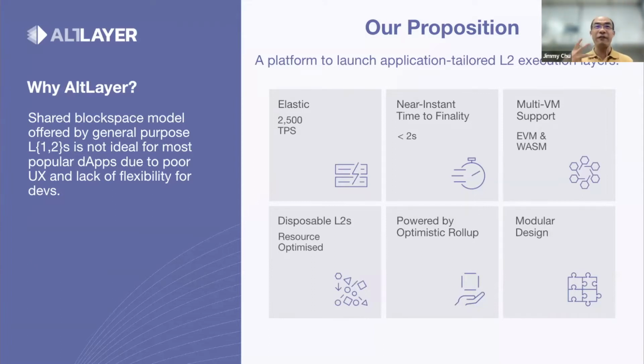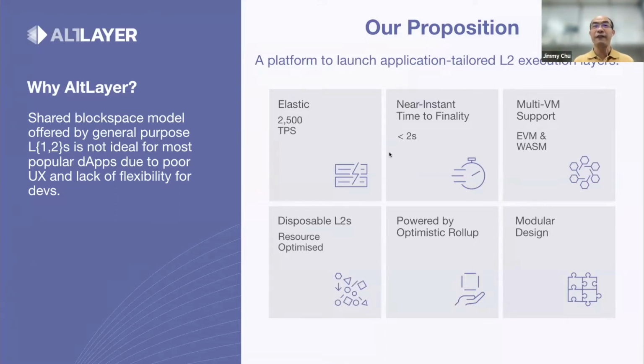So we are thinking if we could apply a similar approach to block space in blockchain, and that's what we are trying to do in ALtLayer. Our proposition for ALtLayer is that, first of all, we have a very fast block time. It is near instant, with 2 seconds of block time. You get instant finality when you are deploying a dApp here.